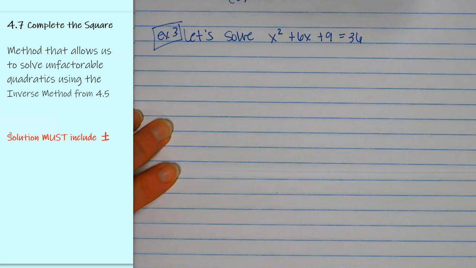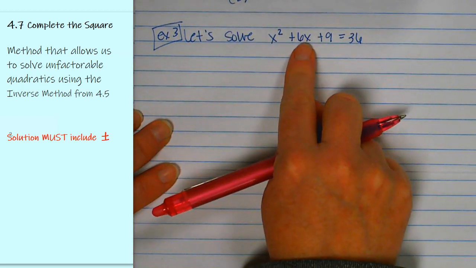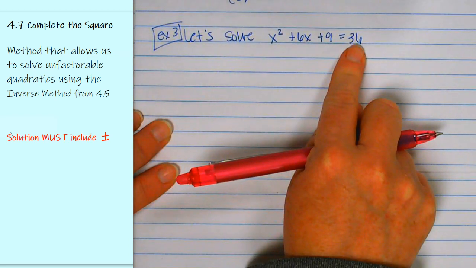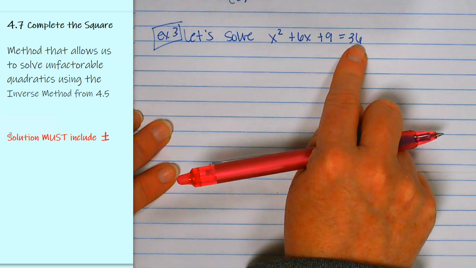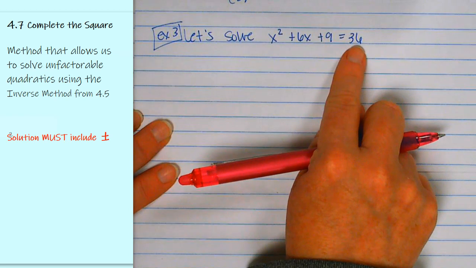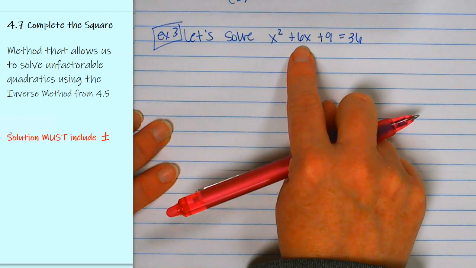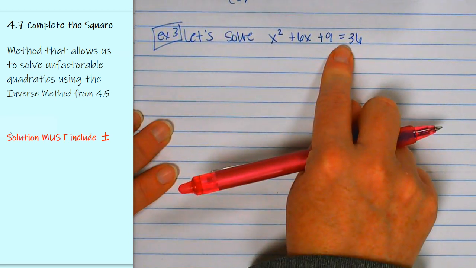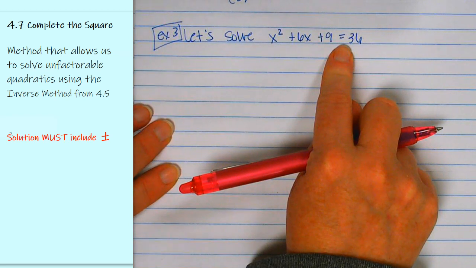All right, example 3. This one's almost ready to go. We're going to solve x squared plus 6x plus 9 equals 36. We're not going to solve it by factoring, so we're not going to make this equal to 0 and move the 36 over. We're not going to solve it by taking the square root of both sides, not yet, because we have this x term, so that messes us up. So this needs to be rewritten in a way that we can take the inverse.